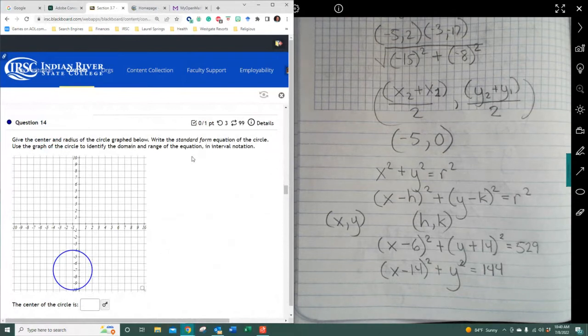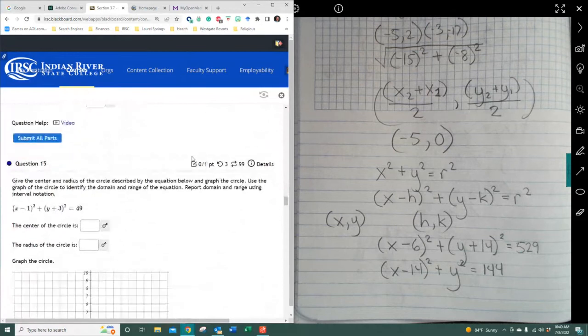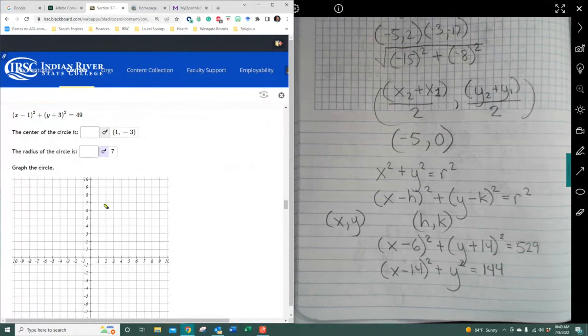Write your standard form. You can figure that out. Now it wants us to identify the center of the circle. That's going to be at (1, -3), and then the radius is going to be 7 because you take the square root of 49. And then you graph that coordinate point (1, -3). So go ahead and graph (1, -3), and then the radius is 7.